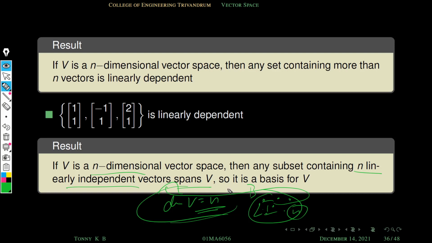This result is also very useful for finding some new bases for a vector space if the dimension is known. Okay, so this is very useful.